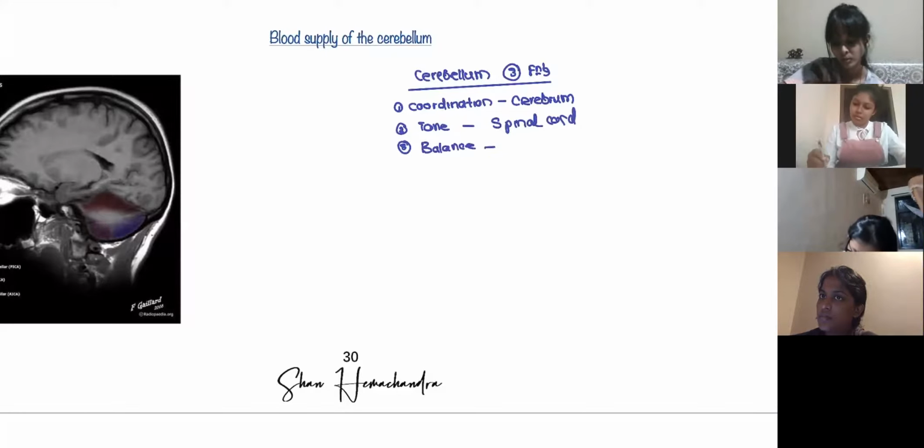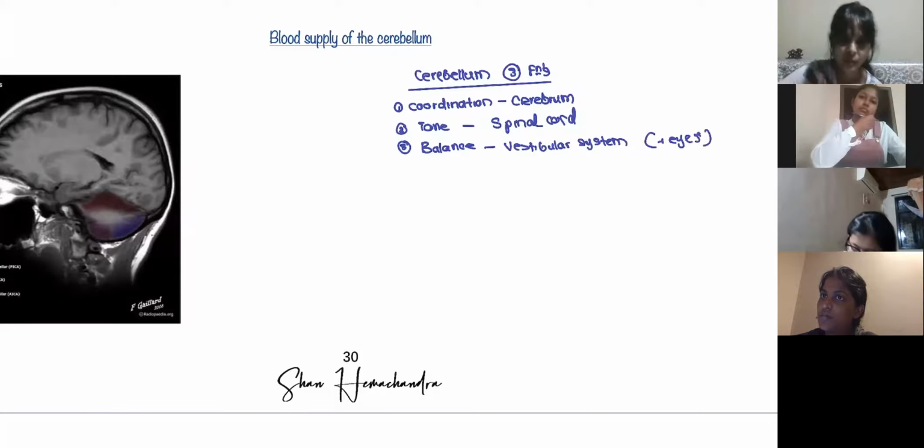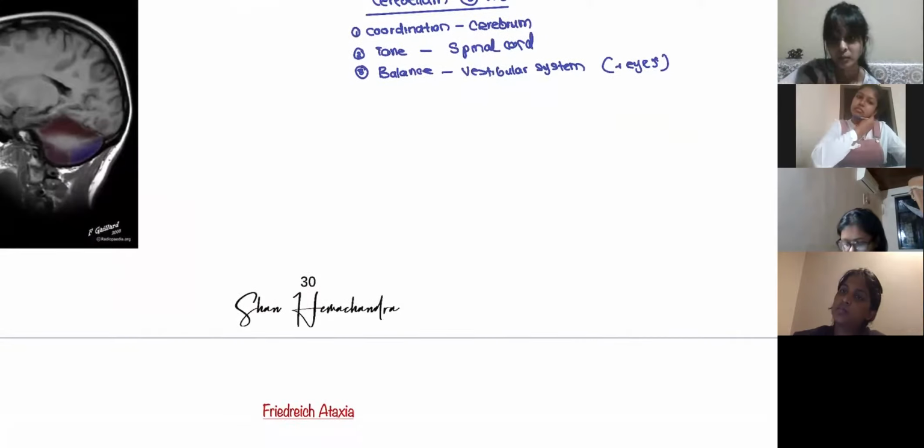3 functions. What is the organ involved in this? Vestibular system. The reason I said plus eyes is because if there is damage to the vestibular system, the eyes will also be involved. You will see the damage by the dancing eyes.